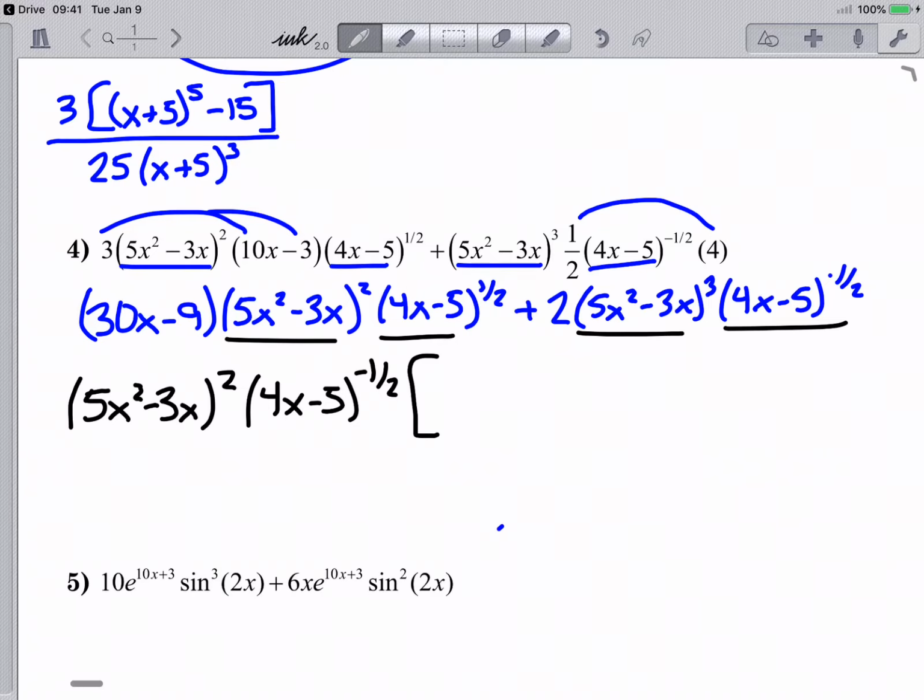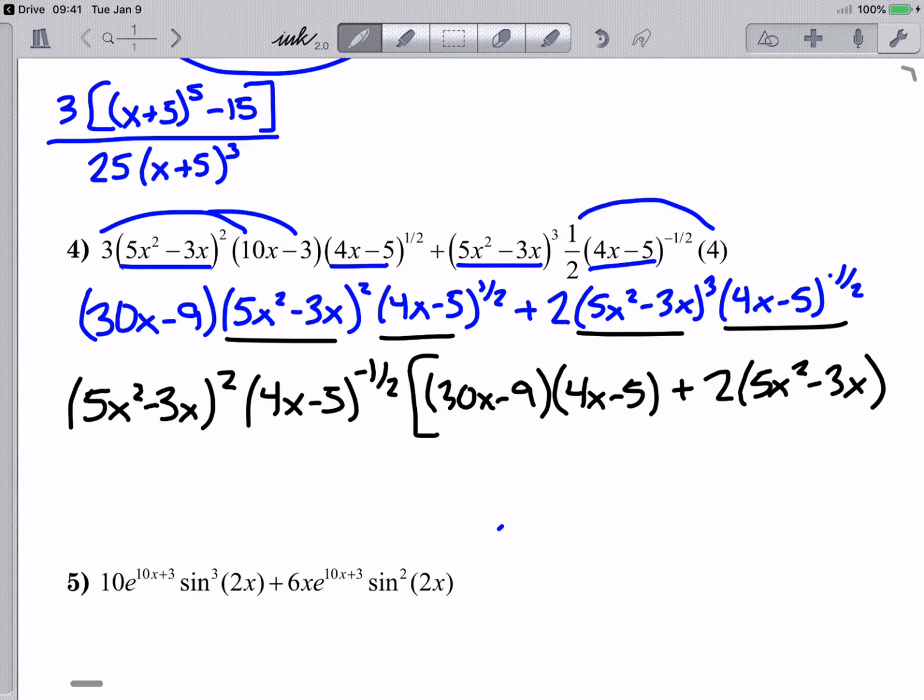Now what am I left with? Well, I still have the 30x minus 9 out front. I factored out all the 5x squared minus 3x's. And then I do 1/2 minus a negative 1/2 to get a positive 1. So my new exponent here is positive 1. Move on to the second term. I've got a 2. And I've still got a 5x squared minus 3x, because 3 minus 2 is 1, so I still have one of those left. And I pulled out all of the 4x minus 5.